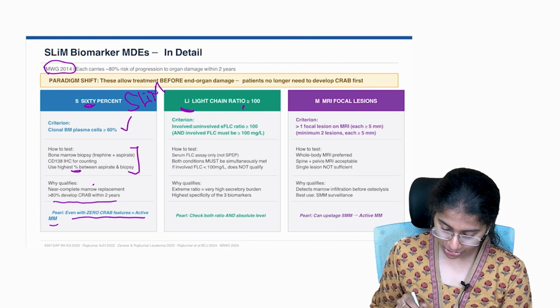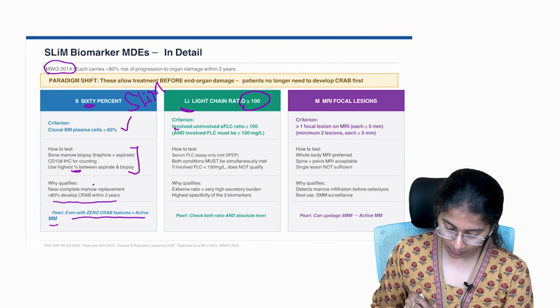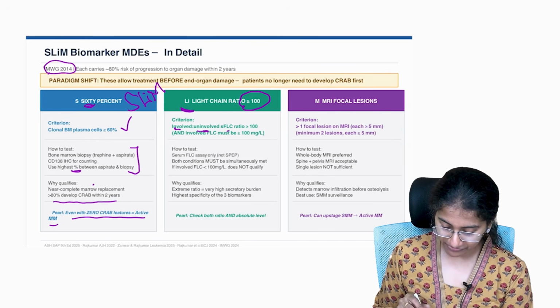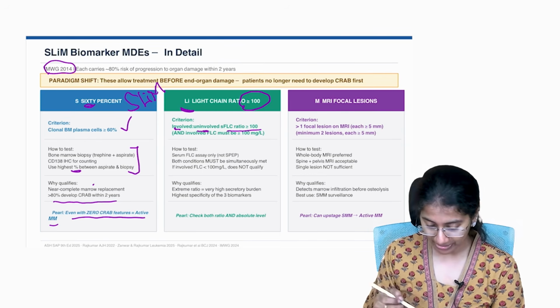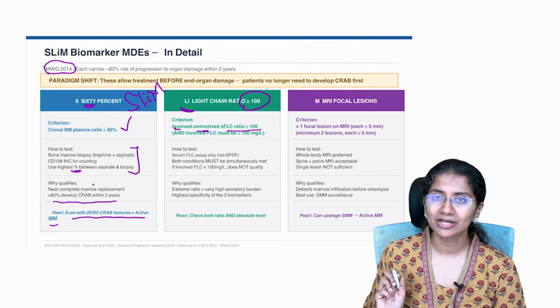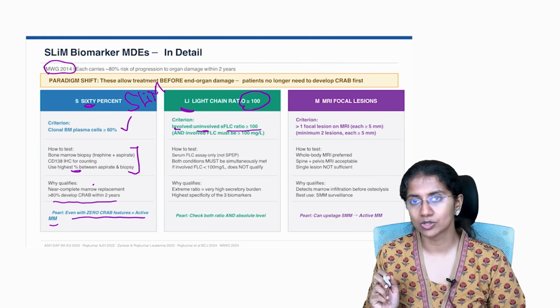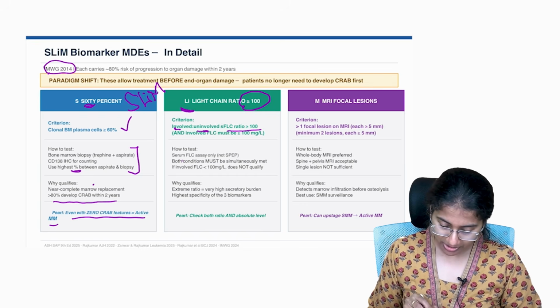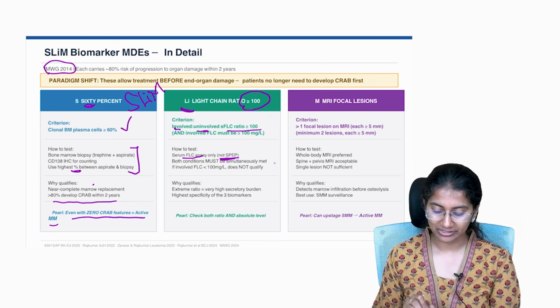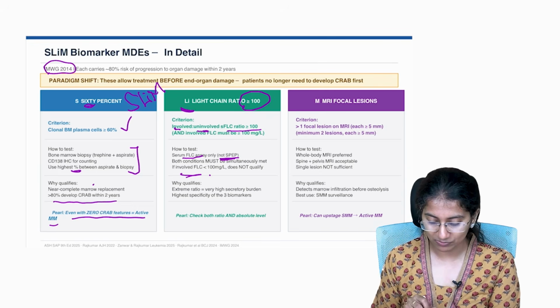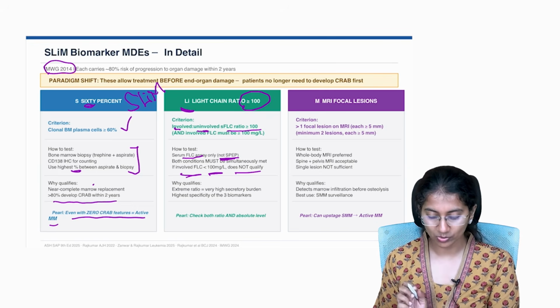Li is light chain ratio more than 100, so involved by uninvolved serum FLC more than 100. If it is involved by uninvolved more than 100, then it qualifies as a myeloma defining event, and it is called multiple myeloma. Okay, the serum FLC ratio, not the serum protein electrophoresis. Both conditions must be simultaneously met. If involved FLC is less than 100, it does not qualify.